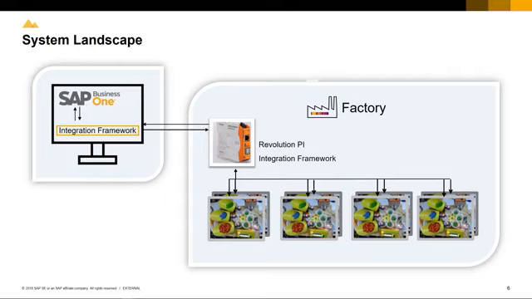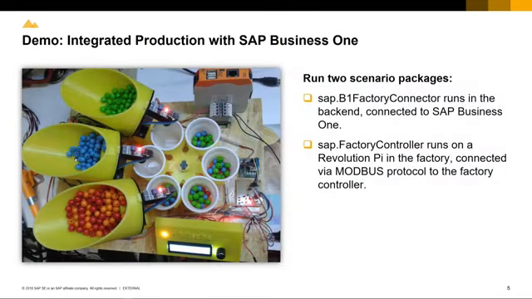many factory controllers. Our integration production demonstration with SAP Business One consists of two scenario packages. One package is run centrally together with SAP Business One, and the other integration scenario package runs on the factory controller side, which supports the protocol to communicate with the factory controller called Modbus. This is a standard industry protocol supporting in-out automation.